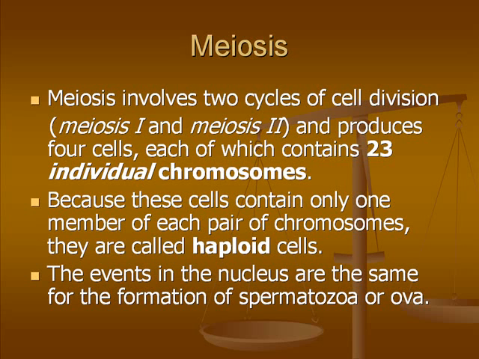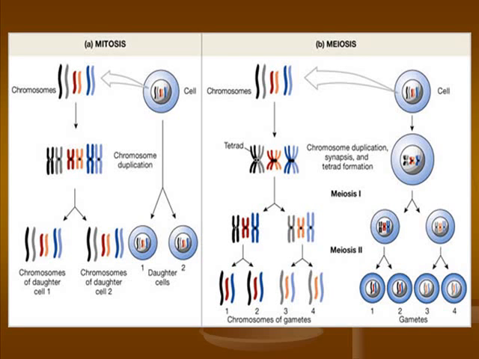Meiosis involves, again, two cycles. Meiosis 1 and meiosis 2 produce 4 cells, each of which has 23 individual chromosomes. The cells contain only one member of each pair of chromosomes, and thus they're called haploid cells. Now remember, when they're combined, they're referred to as diploid cells, so you should know those two definitions, diploid and haploid, and what they refer to. The events in the nucleus are the same in the formation of the spermatozoa or the ova. And this is the process.